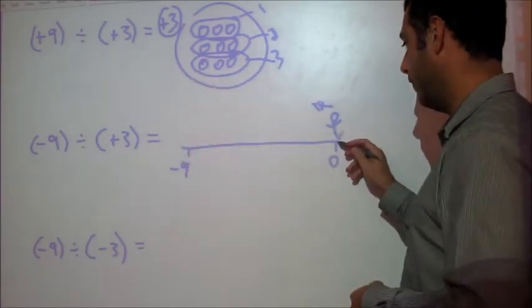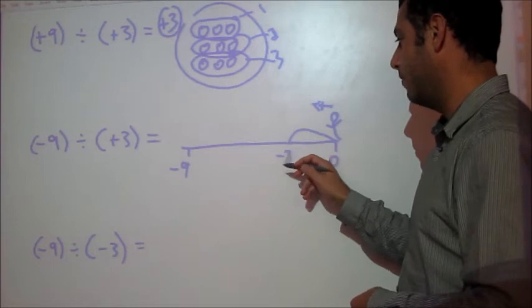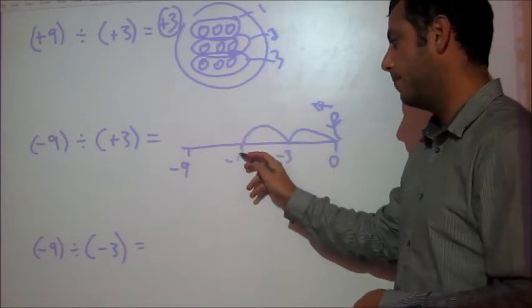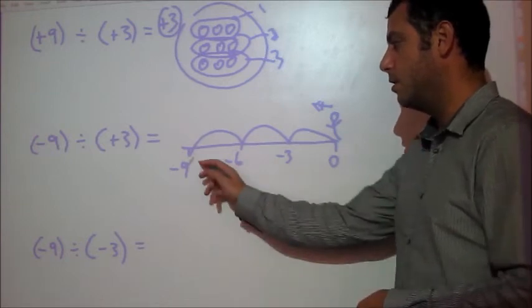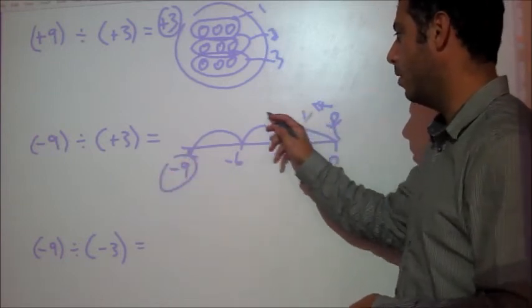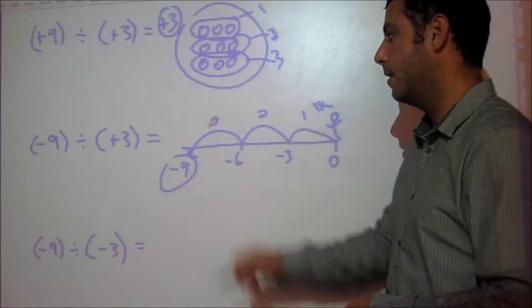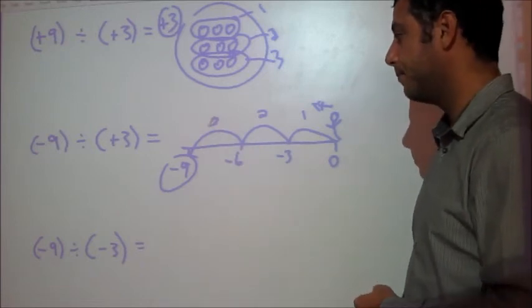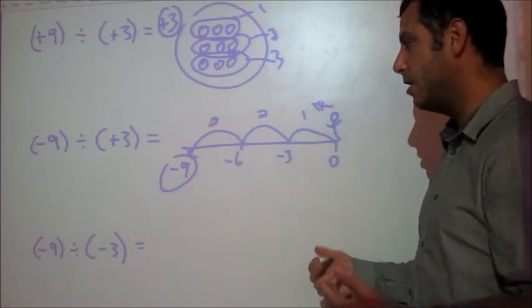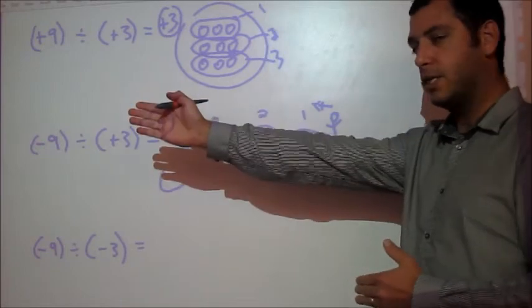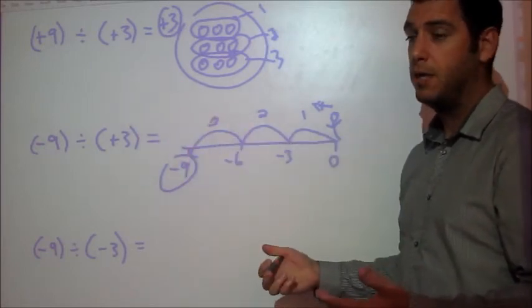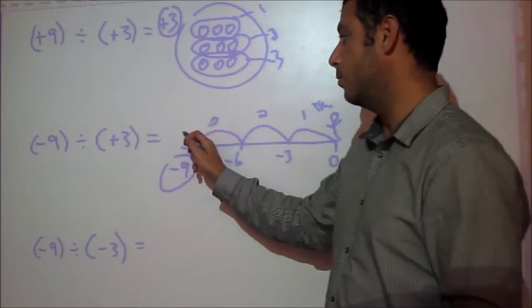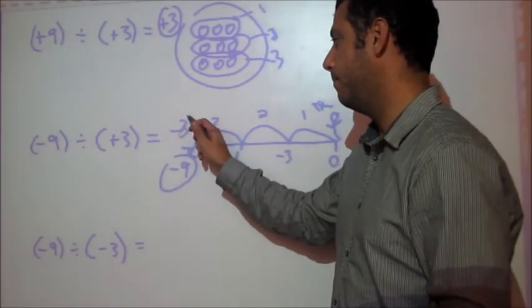Okay, so our first step will take us to negative 3, our second step will take us to negative 6, and our third step will take us to negative 9. So we have 1, 2, 3 steps. Now, because we are walking this way, they're considered negative steps. So our answer would be negative 3.